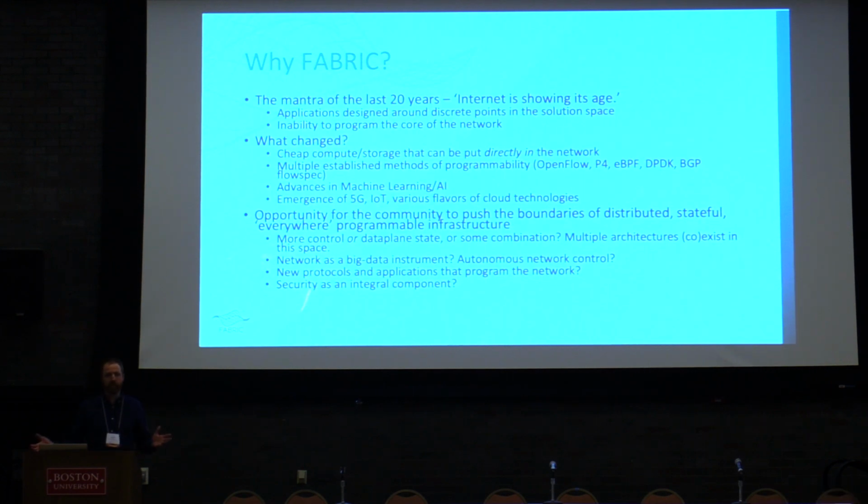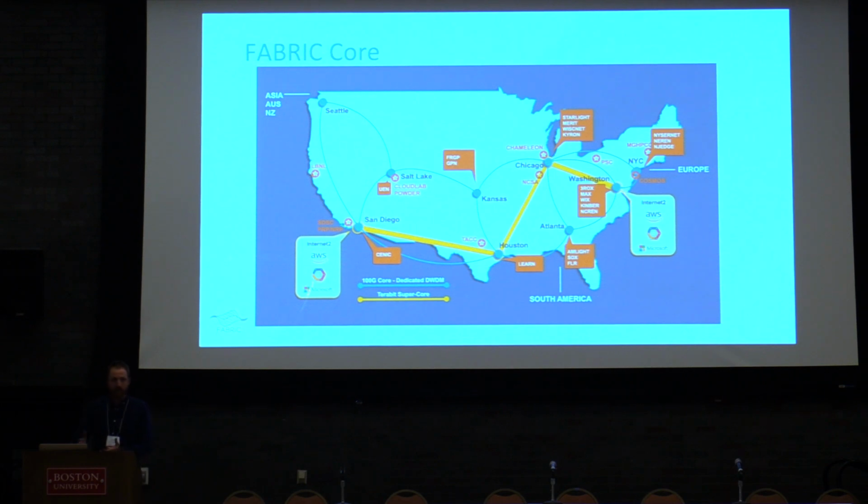We have no horse in the race to see what technologies win. This is just a testbed to let people try to do things that they can't do with the internet as it exists today. So what are we actually going to build? Well, there's two pieces to this. There's the core of the network, which is in this map here, and there's going to be the edge of our network, which I'll show in a little bit.